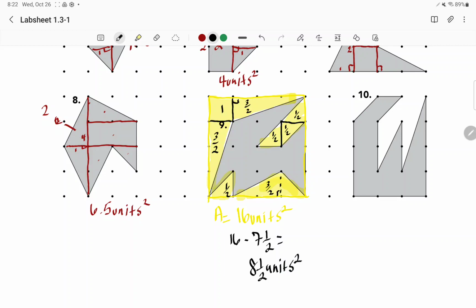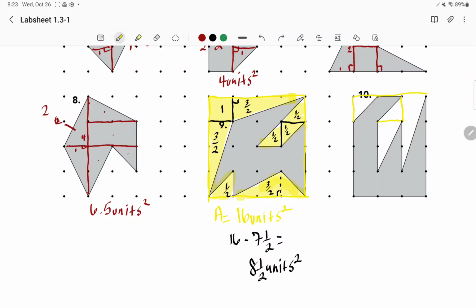So we should have on number 9, 8.5 square units, whether you found the area of the gray or subtracted the area of the yellow to find the gray. And on number 10, if you haven't done number 10, pause the video and try that on your own. But on number 10, I'd highly recommend that you try it this way. Even if you already did it another way, try it this way. And go through and find the areas of these shapes in here, to see if you can figure out what those areas would be.